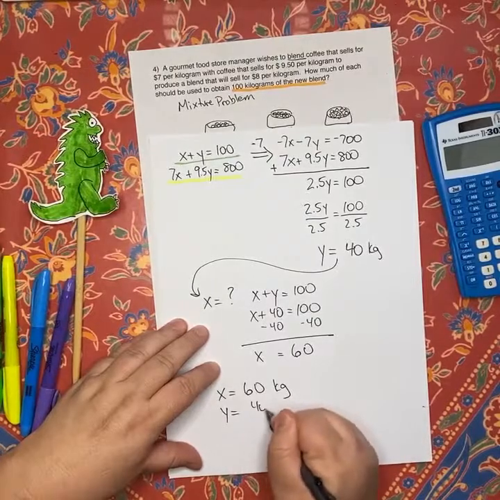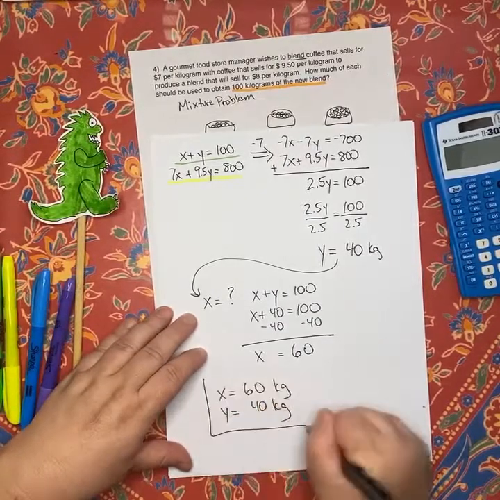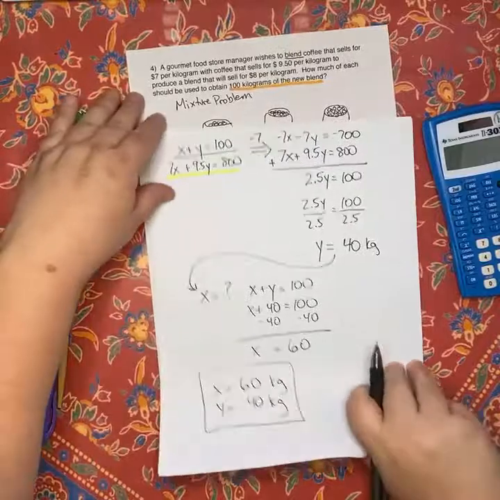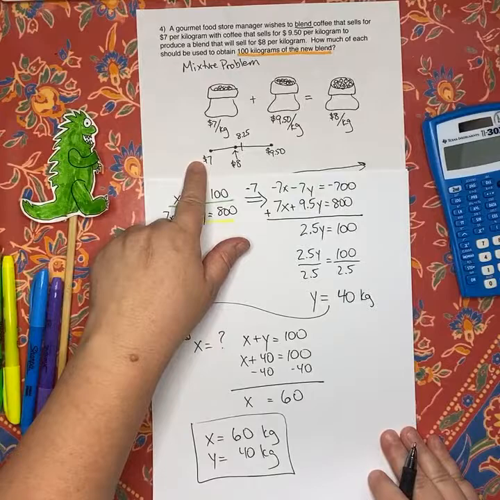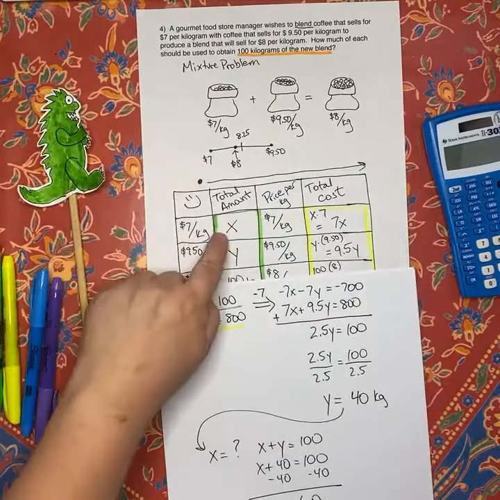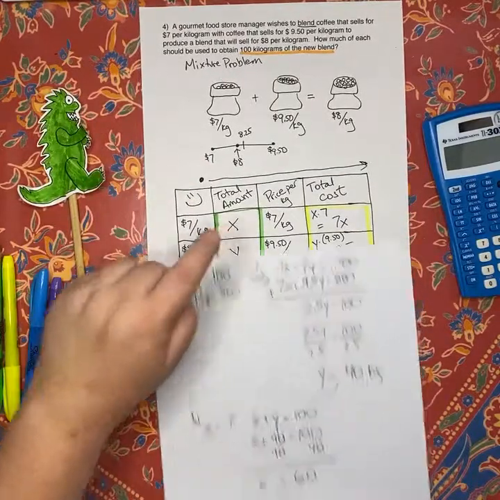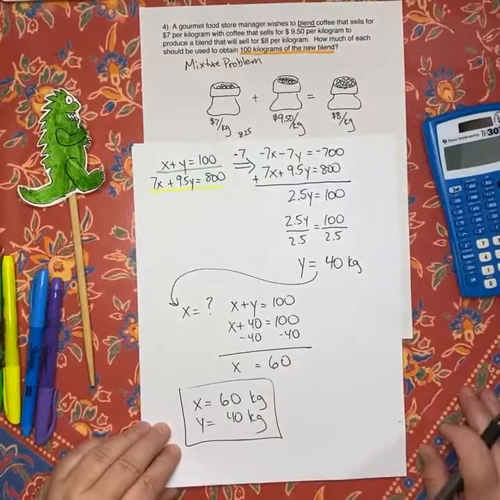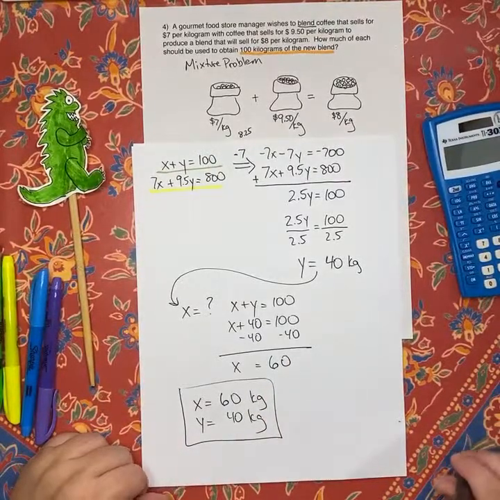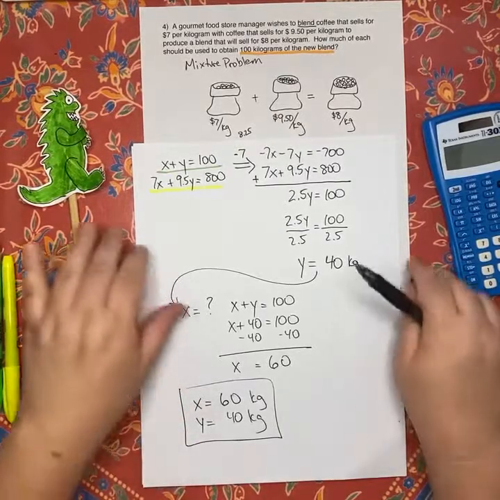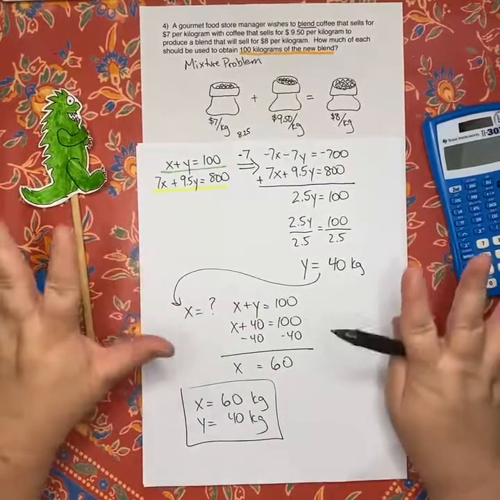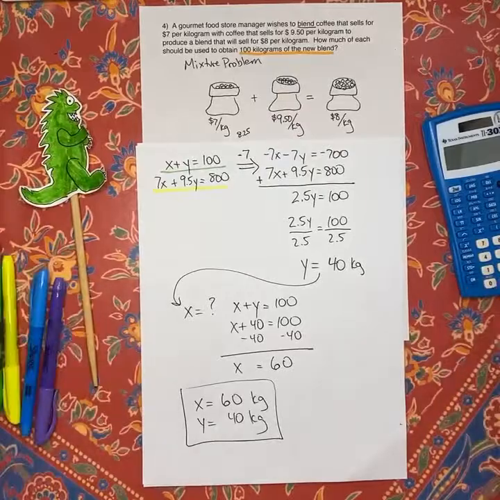y is 40 kilograms. Does it match our prediction? Our prediction was 8 is closer to 7, so it should have matched. There should be more x, less y. More x, less y. You guys did it. You guys are brilliant and smart and wonderful. And we are now halfway done with the problems in this section. Next video, more word problems.